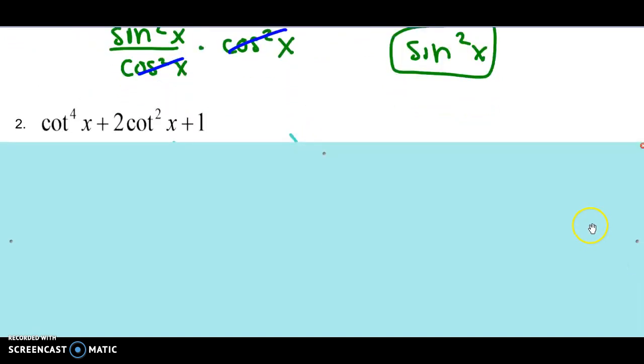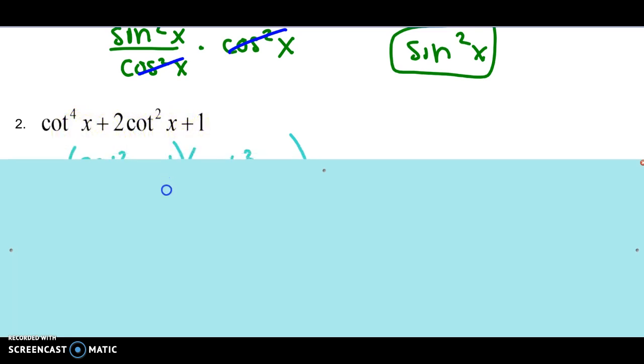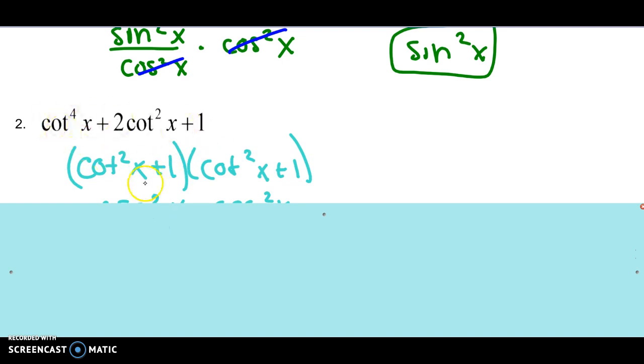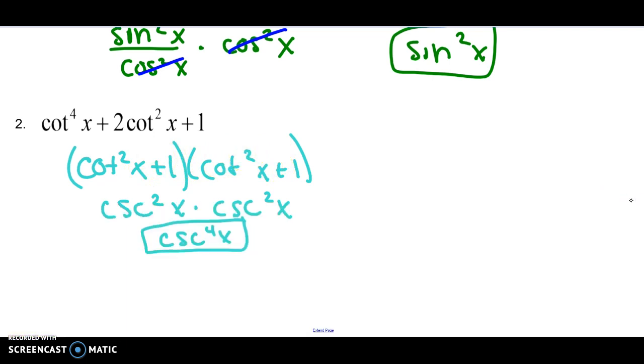This next one, again, I want to factor it. I'm noticing here, this actually is a perfect trinomial square. If you don't know what that means, then, well, that's interesting. This does factor nicely. That's cotangent squared of x plus 1 squared, or times itself again, which both of these are a Pythagorean identity. Come on.